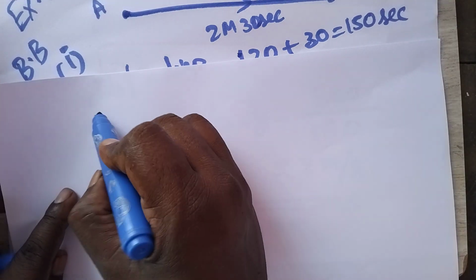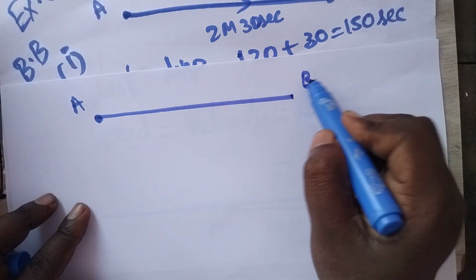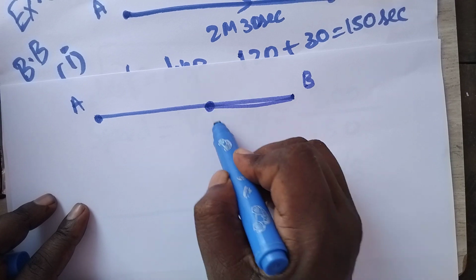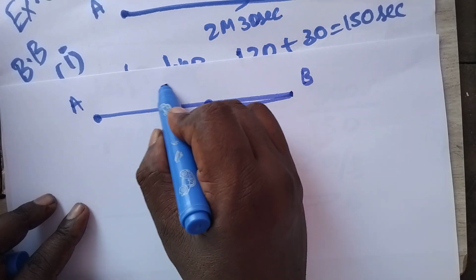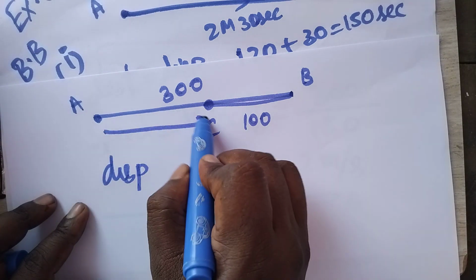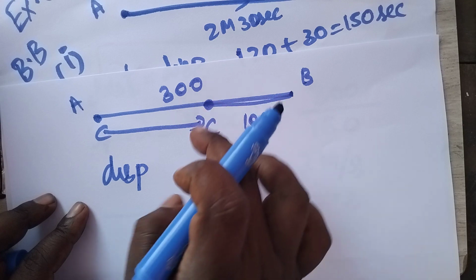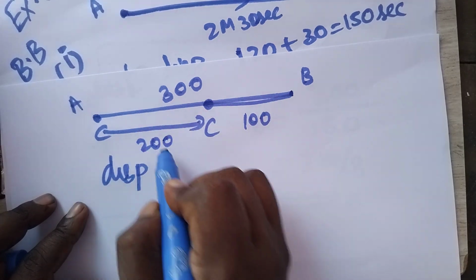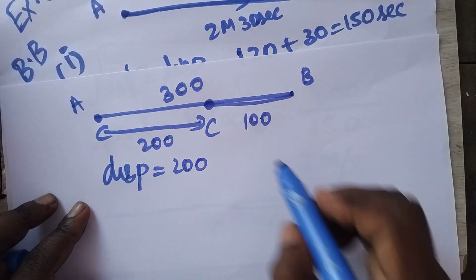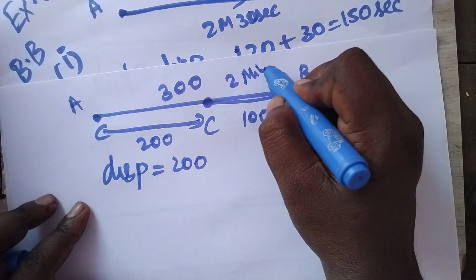He started from A and went to B, 300 meters. Again he came back to the point C, 100 meters. What is the displacement? Displacement is the starting and ending point. AC is the starting and ending point. Going 300 and then coming back 100, the remaining will be 200. Displacement is 200. This one took 1 minute and this one took 2 minutes 30 seconds.